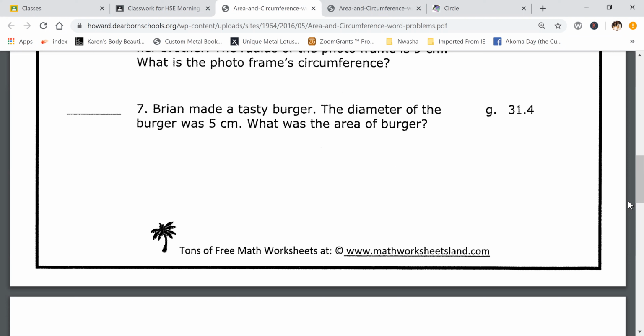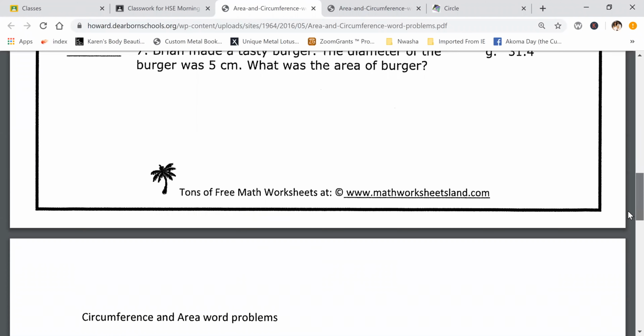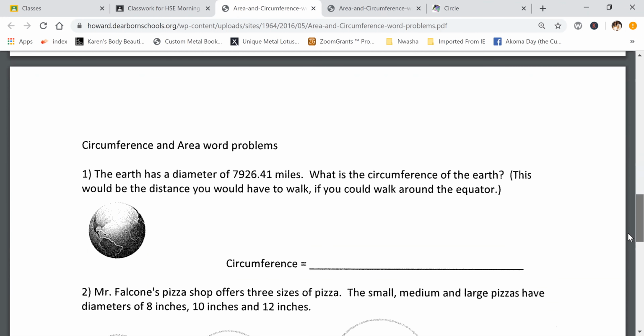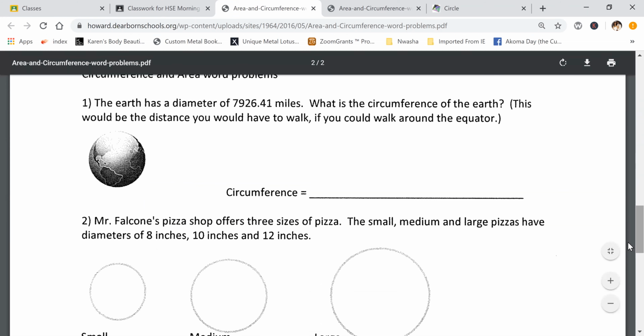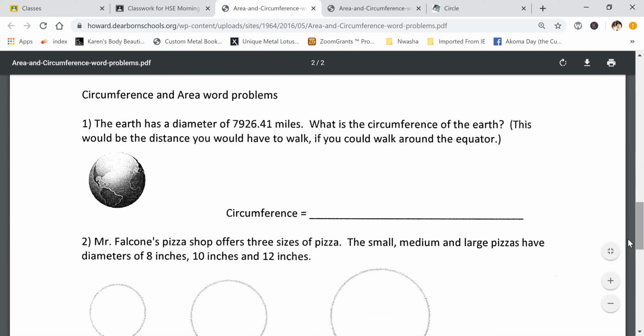Right. So how many people had a chance to do the second page? I did it. Yes. Okay, so what we're going to do is take a look at number 1 and perhaps number 2 if we have some time. Okay. So now these, there's no answers, but it's still circumference and area.